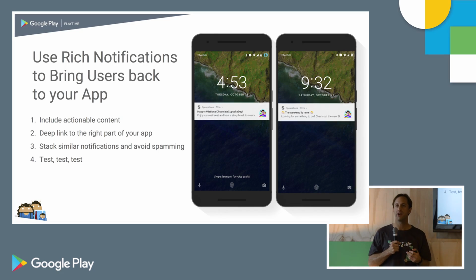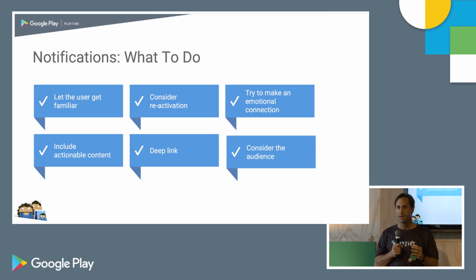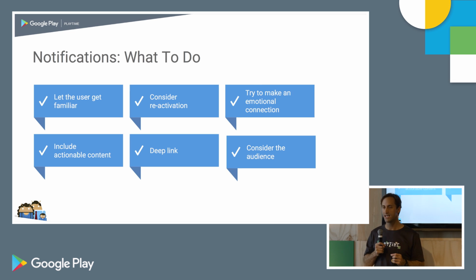Another one is using rich notifications to bring users back to your app. A few best practices here are to include actionable content, deep link to the right part of your app, stack similar notifications, avoid spamming, and test. So what are the things to do with notifications? Well, 1, get users familiar. 2, consider reactivation. 3, try to make an emotional connection. 4, include actionable content. 5, deep link. And 6, really consider your audience.